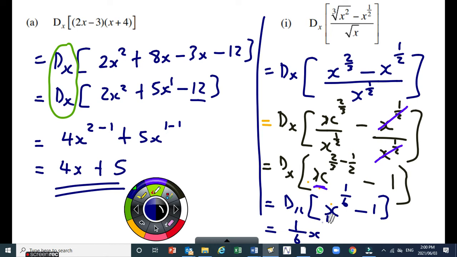1 over 6 minus 1. You always subtract. Never think about adding. So this will be 1 over 6x to the power of negative 5 over 6.